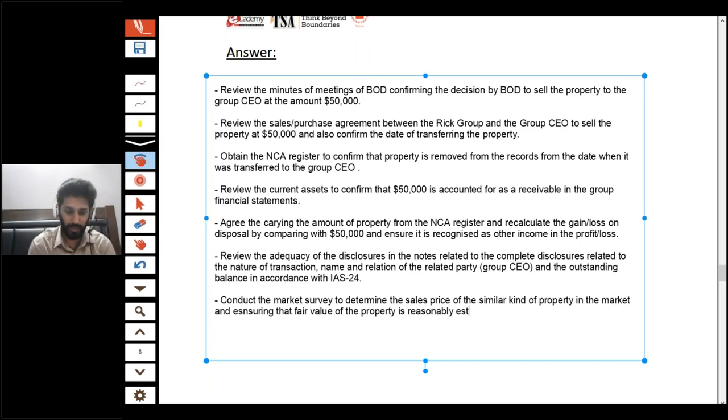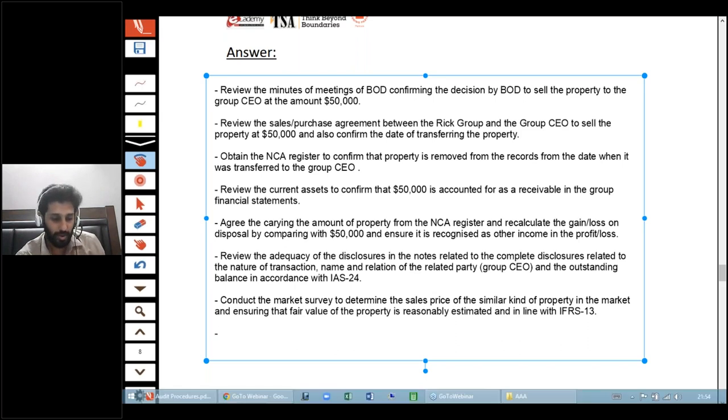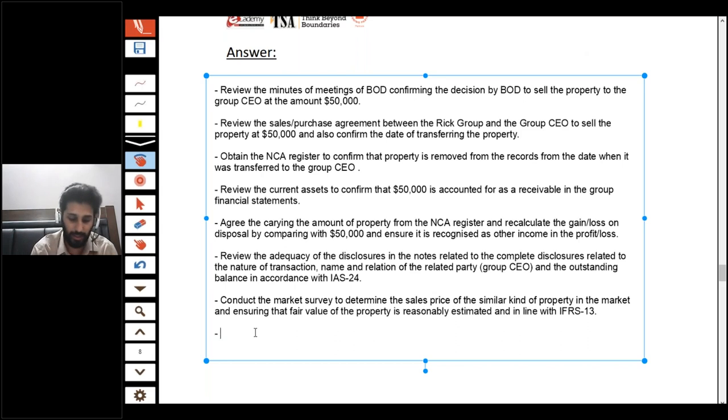Ensuring that the fair value of the property is reasonably estimated and in line with IFRS 13, right? So you can write this. Now I will be obtaining the written representation from management confirming that this is the fair value, that this is the outstanding balance, and that it is correctly and appropriately disclosed in the notes to the accounts, right? So I will be obtaining the written representation.